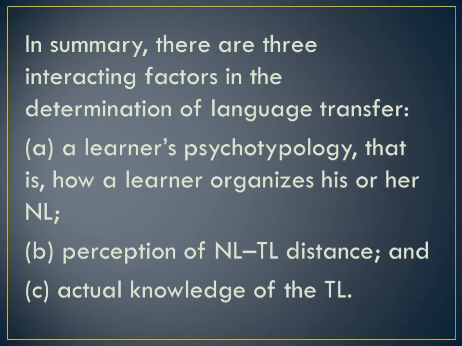So in summary, in predictability or selectivity, there are three interacting factors in the determination of language transfer. First, a learner's psychotypology, that is, how a learner organizes his or her native language. Next, B, perception of native language to target language distance. And C, actual knowledge of the target language.